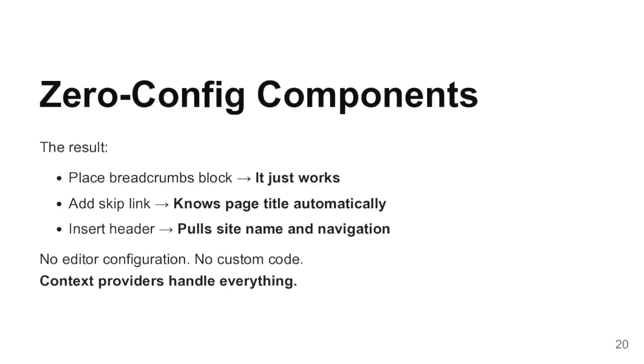The result is what I call zero config components. Place a breadcrumbs block and it just works. Put a skip link in your template and it knows the page title. Add a header and it pulls the site name and navigation. Editors don't need to configure these components. Developers don't need to write custom code to pass data. The context providers handle everything. This dramatically reduces the setup required for a new site while ensuring consistency across all pages.